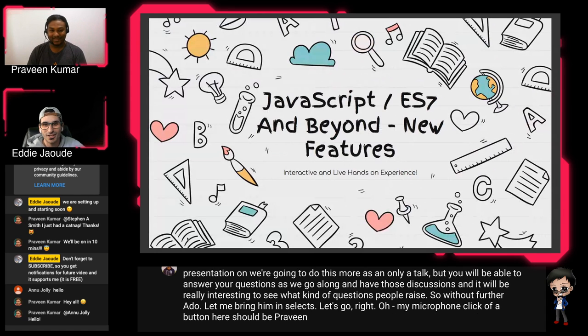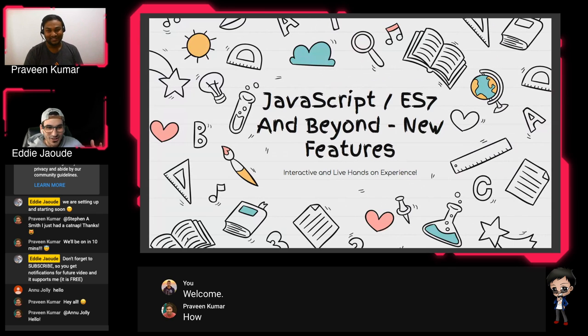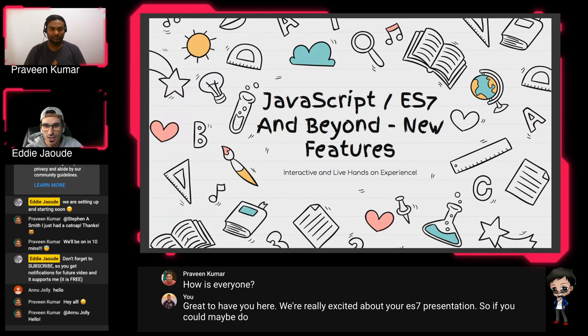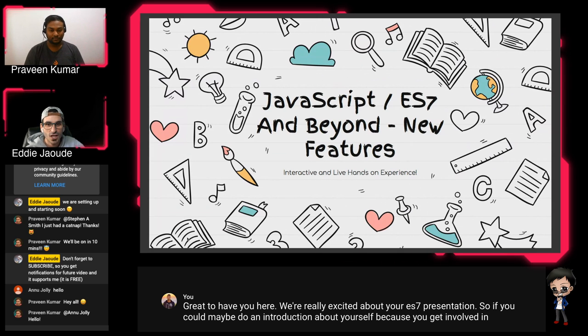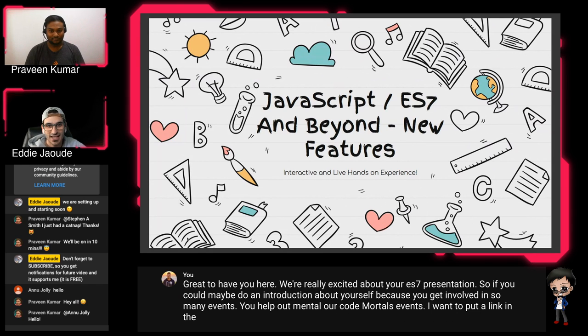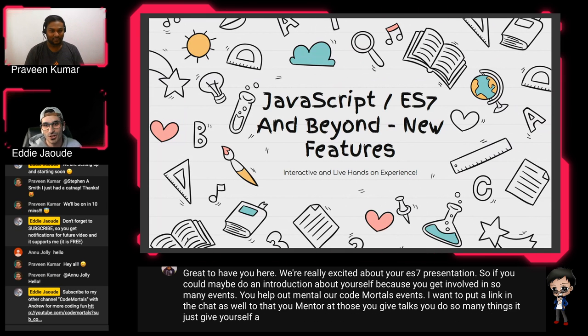Praveen, welcome. Hey, how are you? How is everyone? Great to have you here. We're really excited about your ES7 presentation. So if you could maybe do an introduction about yourself, because you get involved in so many events, you help out and mentor at our Code Mortals events. I want to put a link in the chat as well to that. You mentor at those, you give talks, you do so many things. So just give yourself a shout out, let us know kind of what you do and why you do it.